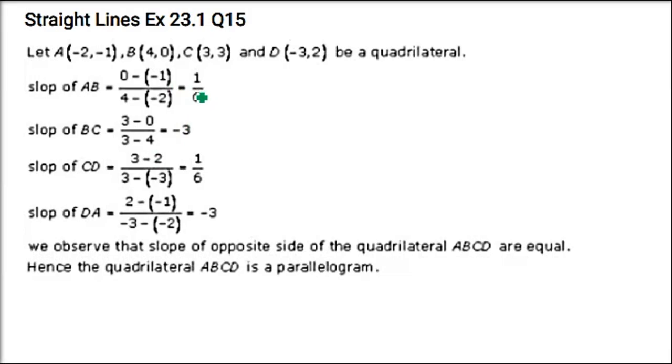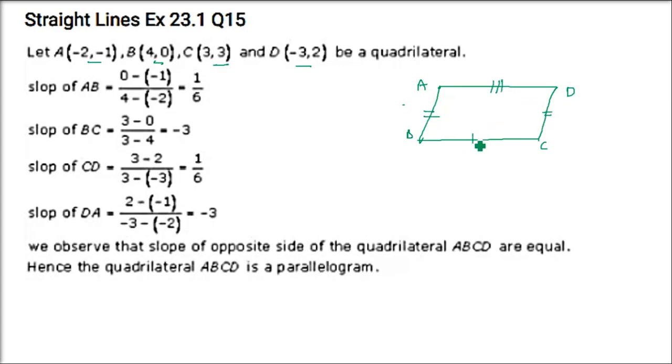Without using the distance formula, show that the points -2, -1, 4, 0, 3, 3 and -3, 2 are the vertices of a parallelogram. So we are not supposed to use the distance formula. The easiest way is to use the distance formula and prove that their opposite sides are equal. But this is a quadrilateral and we are supposed to show it is a parallelogram.